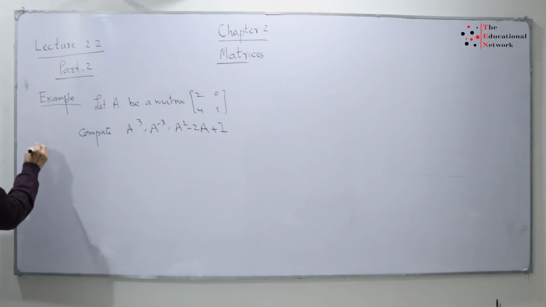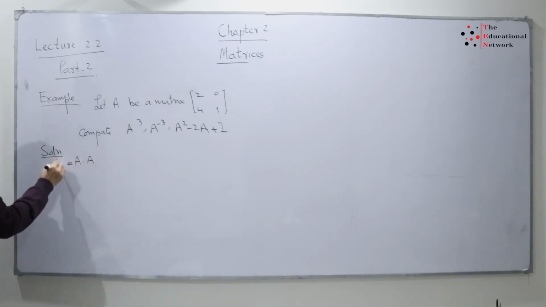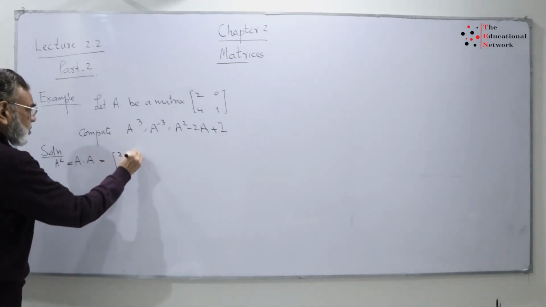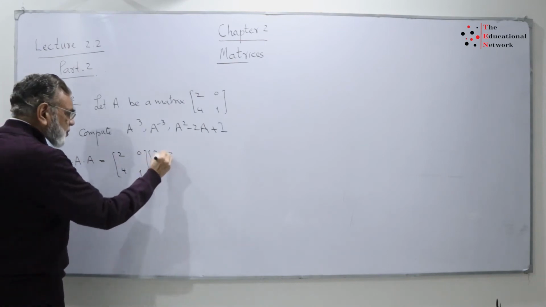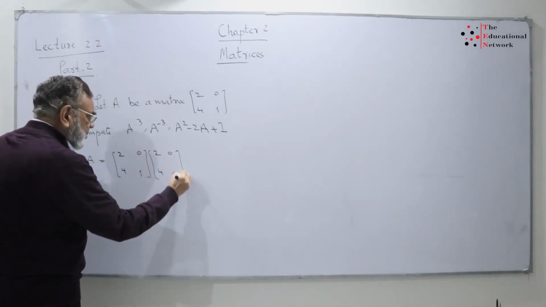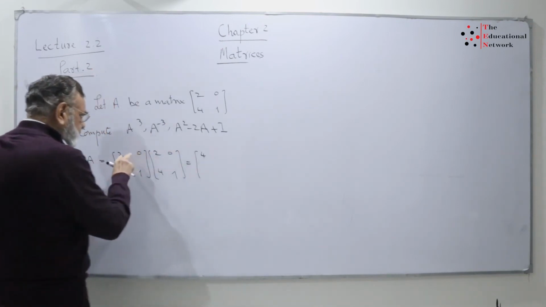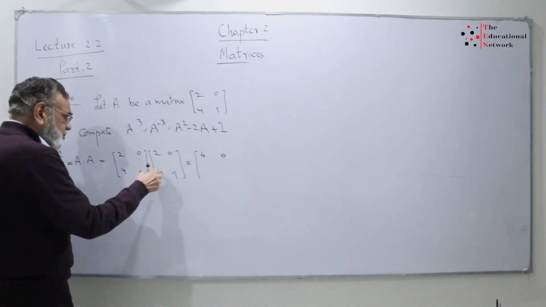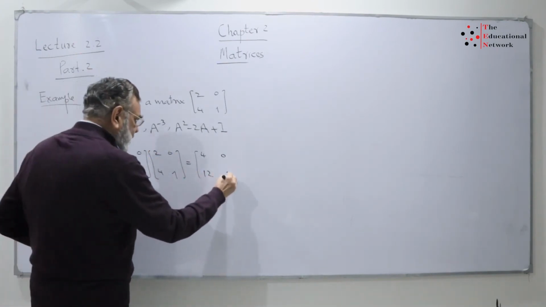So we start with the solution of this one. We find A squared, A into A. This is my A squared. Then you use it to find A cubed. My A is 2, 0, 4, 1, and I multiply it by 2, 0, 4, 1. First row with the first column, we get 4 plus 0 is 4. First row with the second column, 0 plus 0 is 0. Second row with the first column is 8 plus 4 is 12. And second row with the second column is 0 plus 1 is 1.